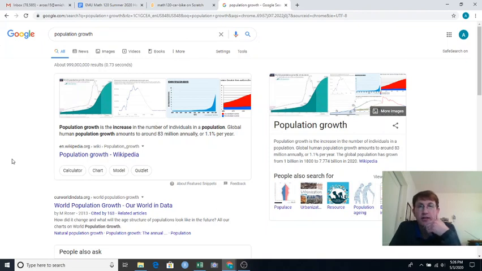Our next motivating example is population growth. Planning for population growth is an important part of city planning. You need to figure out how many social workers you need to be hiring per year and how many firefighters you need to be hiring per year, all kinds of important stuff.